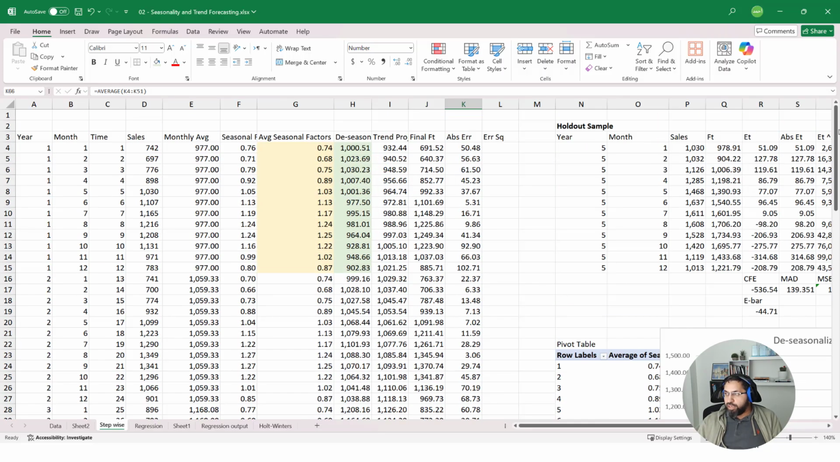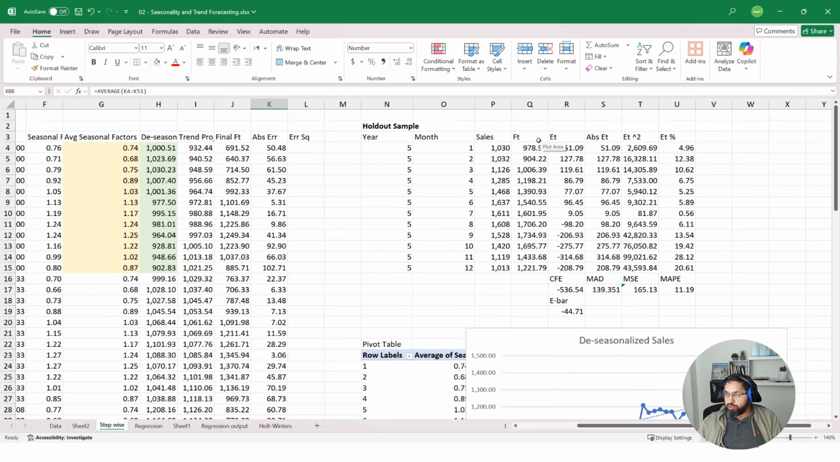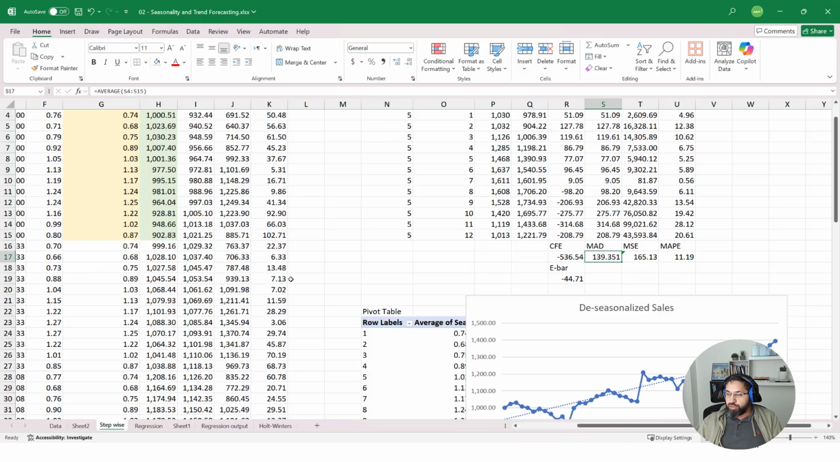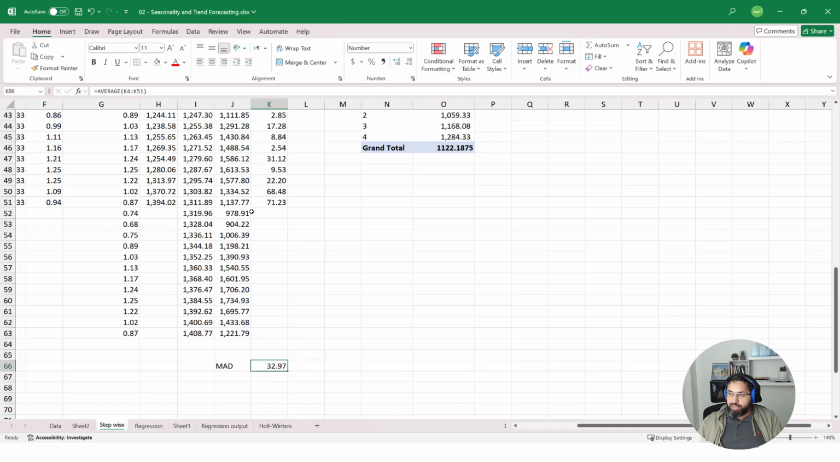And if I look at my holdout sample, again, I project the trend forward and I then use the seasonal factors, multiply by them to get my forecast. And if I look at the 12 months holdout sample, my MAD is 139. And you can see the MAD on the training data is much lower.